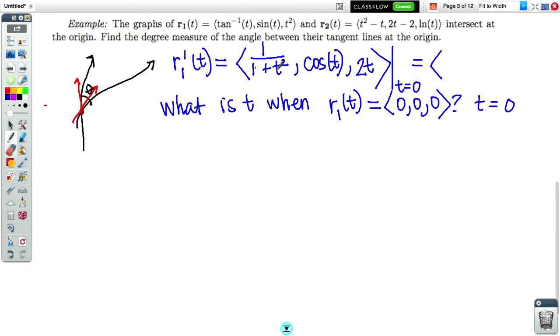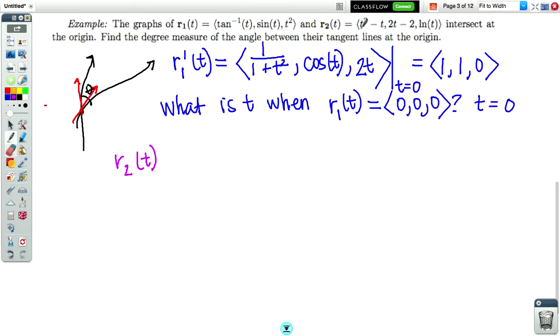So when I plug in t equals 0 into everything here, I'm going to get a first component of 1, a second component of 1, and a third component of 0. So there's my tangent vector to this vector valued function at the origin. It's 1, 1, 0. Now let's do the same thing for our second vector.